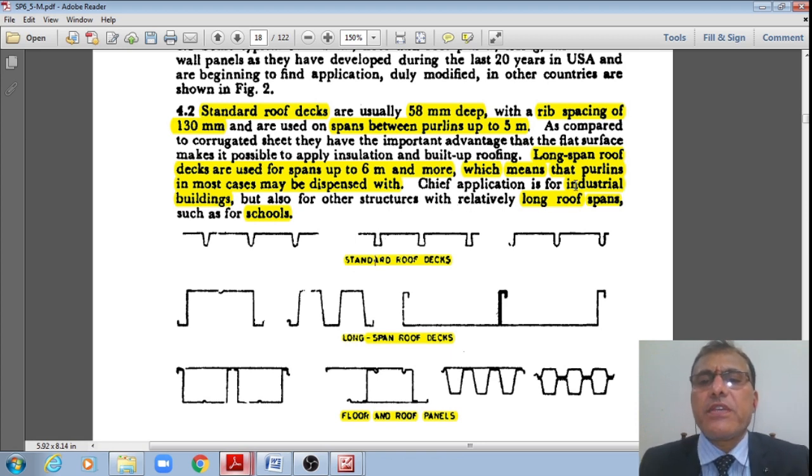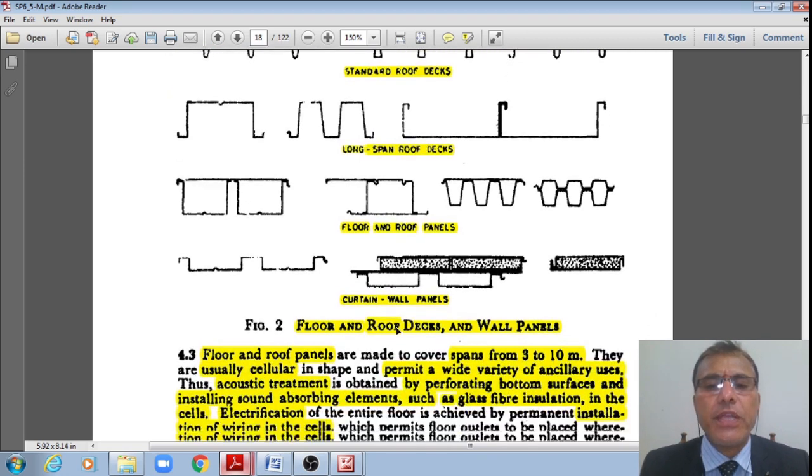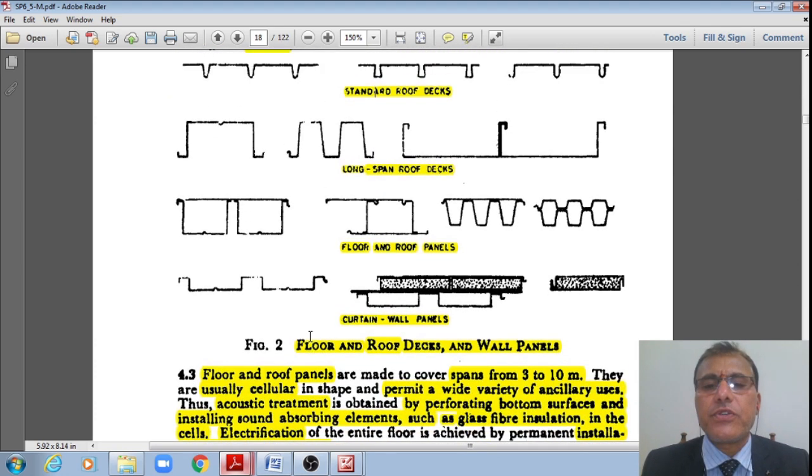However, the chief application for these shapes is the industrial buildings, right? Generally we will be using these in the industrial buildings, or with relatively long roof spans in the case of workshops, or say schools, right? Now coming to the next shape, this is how the floor and roof deck wall panel shapes, different wall panel shapes, right?